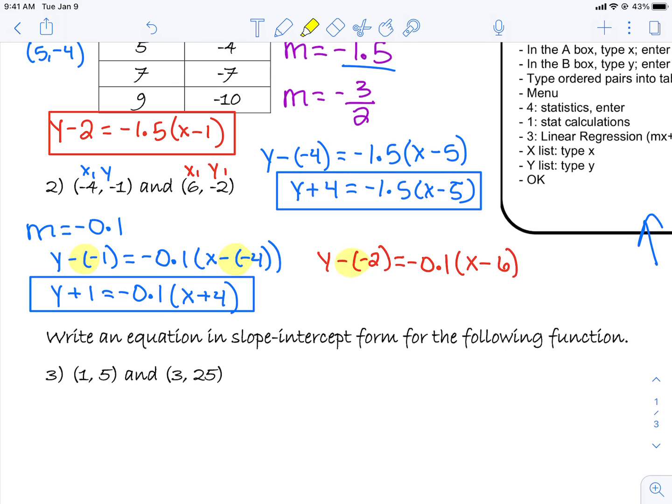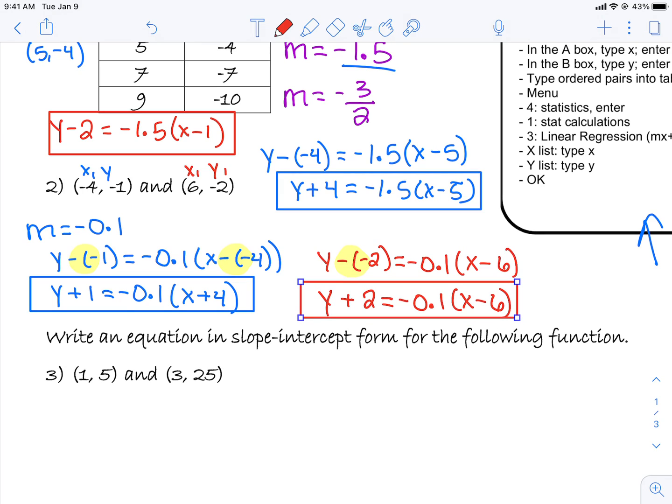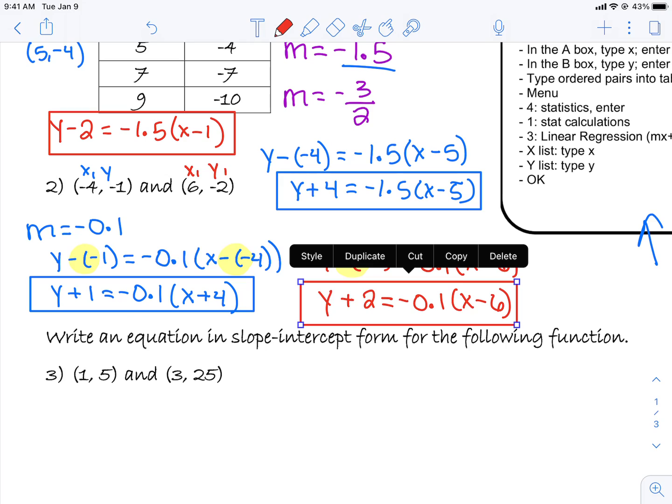Again, here I have a double negative just with the y, which changes to y plus 2, which is equal to -0.1 times x minus 6. So this would be another equation that works for these 2 points. In the end, when we solve for y, we would get the exact same equation. So either one of these work. They're both correct. It's all based on what multiple choice question you have and the answer choices they used.